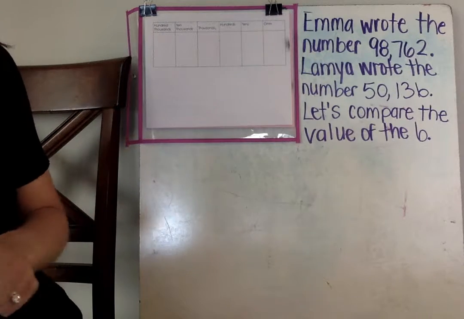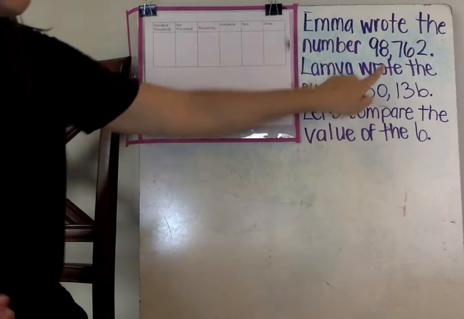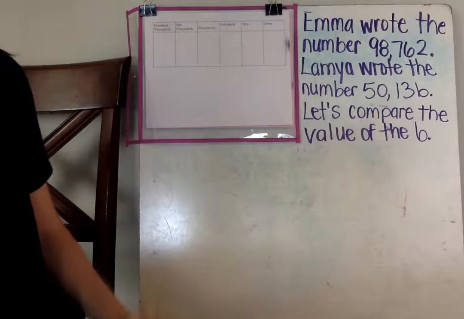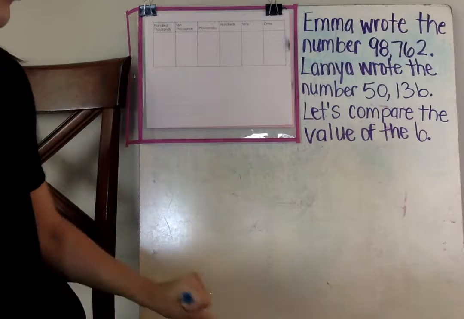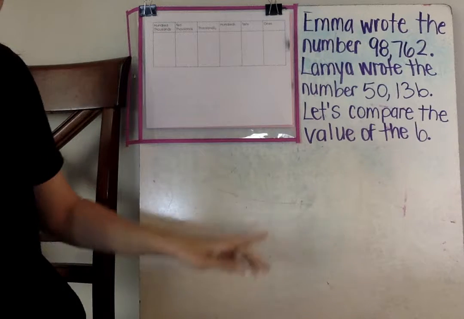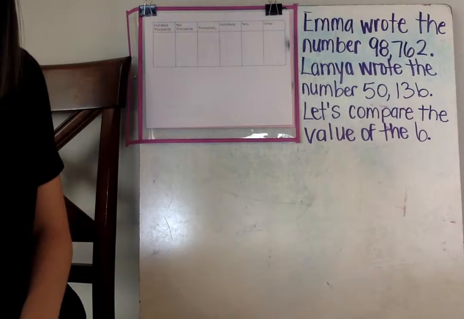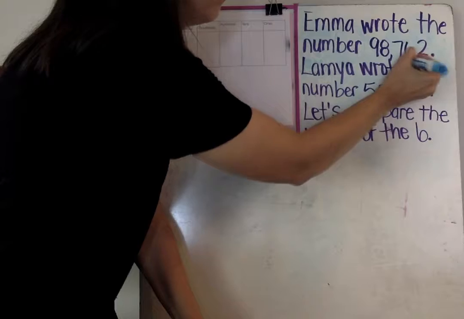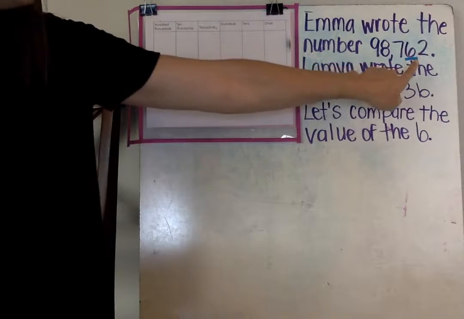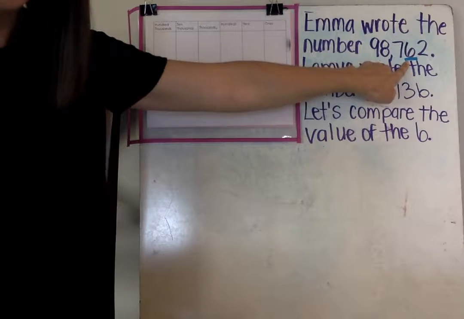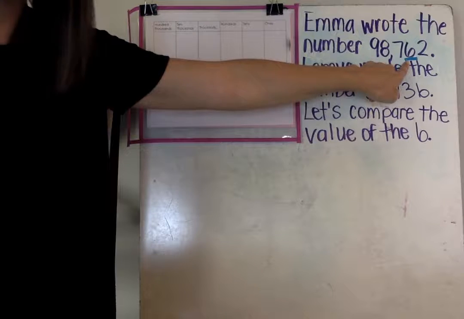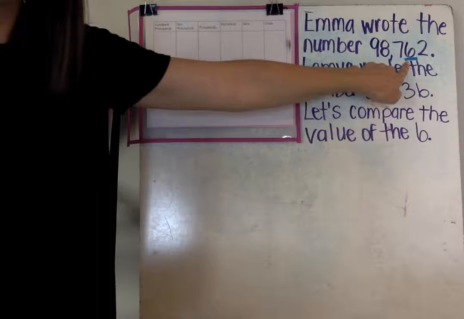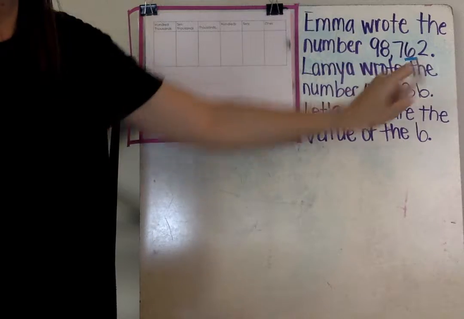Emma wrote the number 98,762. Lamaya wrote the number 50,136. Let's compare the value of the 6 in both of the numbers. Well, in the number that Emma wrote, here is the 6. Can you tell me what the value of this 6 is, or what is the worth of this 6? It's in the tens place, so it is worth 60, okay?